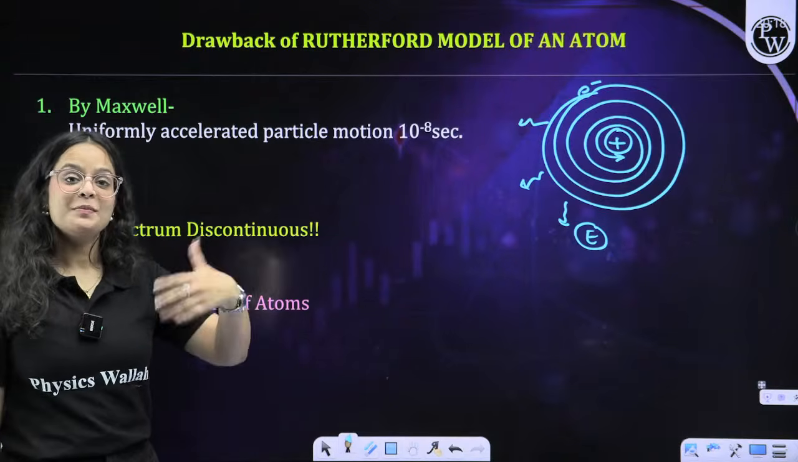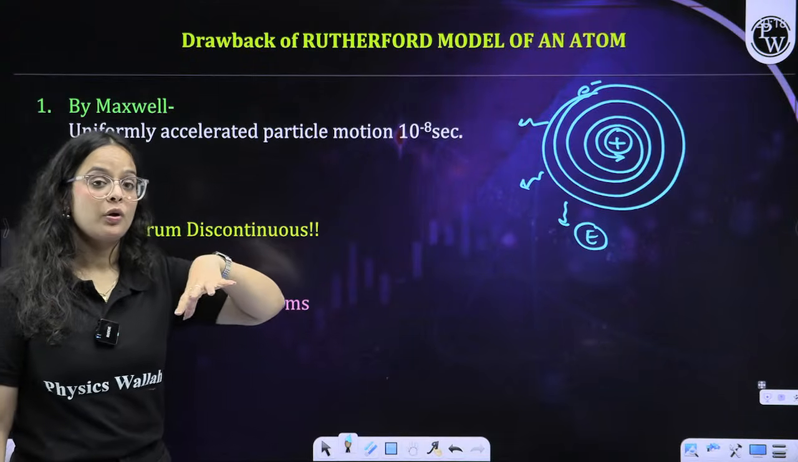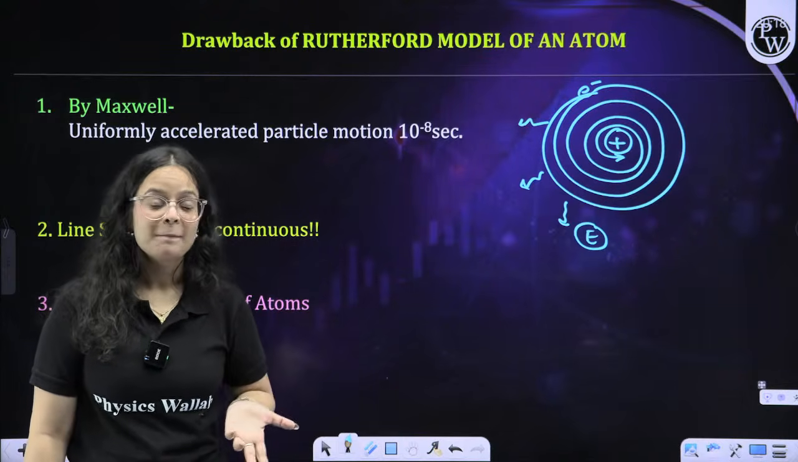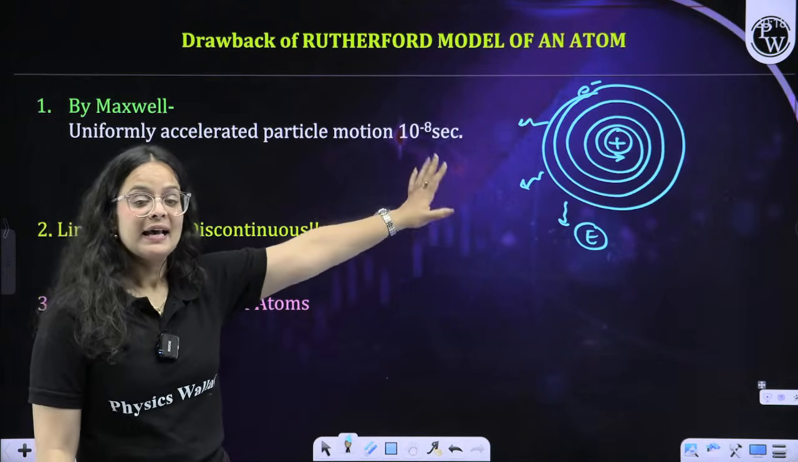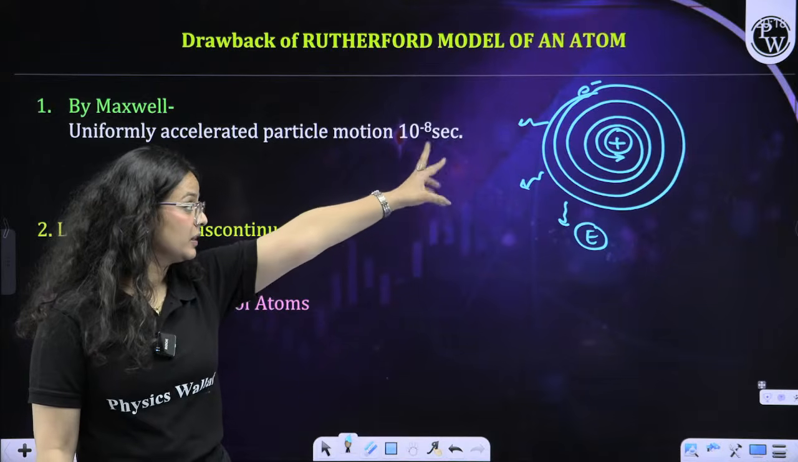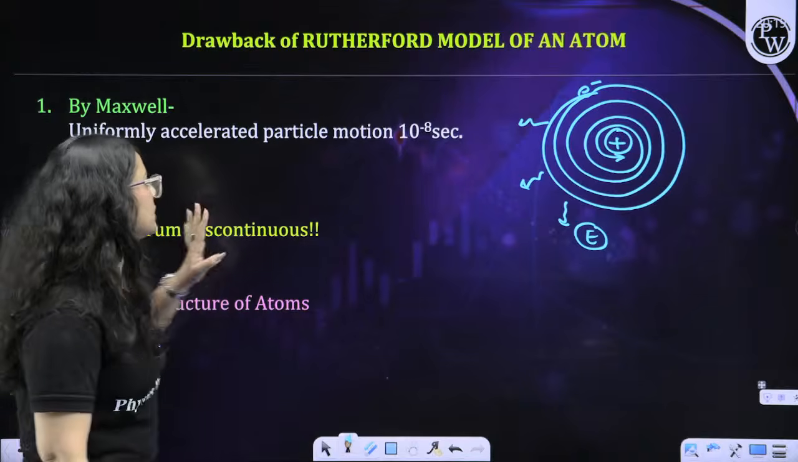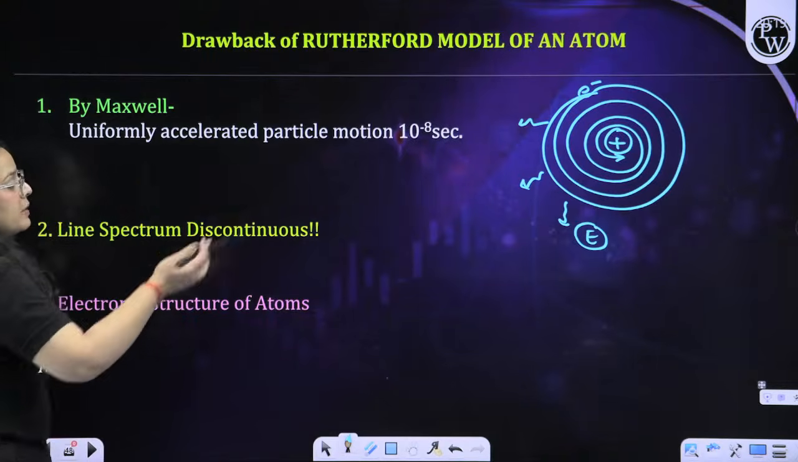So it seems like all the things you are seeing around you would just burst out, because all things are comprised of atoms only. But that is not the actual case. Electrons in the atom are stabilized. That was explained by the Bohr model. So the Rutherford model does not explain the stability concept.